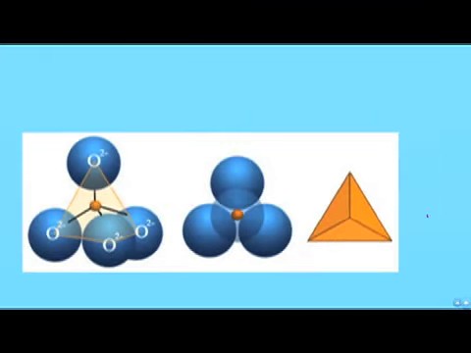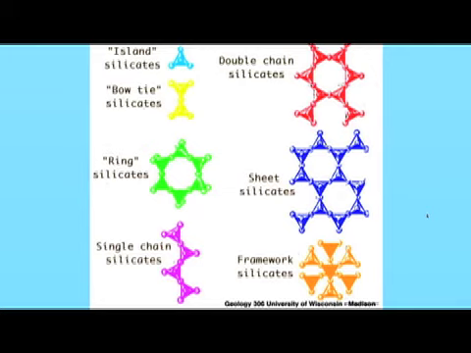Those tetrahedrons can get put together in a bunch of different varieties. They can be just by themselves. They can be little bow tie silicates, but really we start getting into rings and single chains and double chains and sheets. This is like a mica, that's why mica occurs in flat sheets. Framework silicates, it gets pretty complicated. But the nice thing about silicon tetrahedrons is you can put them together in a variety of different ways.